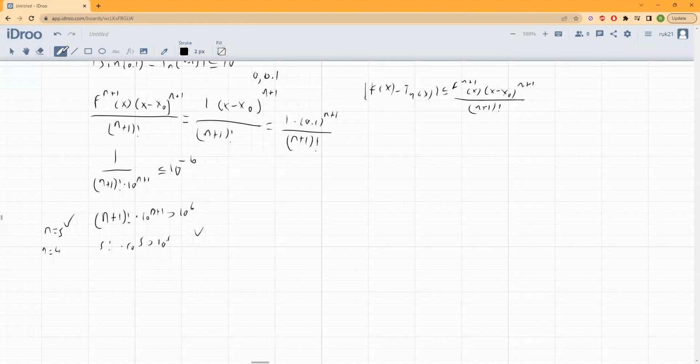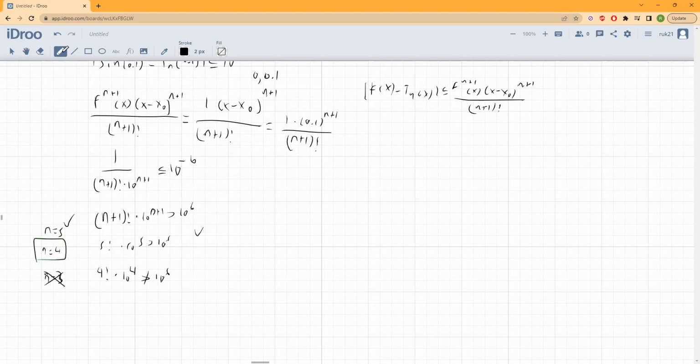But then if you try plugging in 3, you'll see that n equals 3 doesn't work. My 3's and 5's are horrible, guys. I'm sorry. So n equals 3 doesn't work. And why? 4 factorial times 10 to the power of 3, or 10 to the power of 4, I meant to say. That is not going to be bigger than 10 to the power of 6, because 4 factorial is 24, and 24 times 10 to the power of 4 is not going to be bigger than 10 to the power of 6. So then, in the end, we get n is equal to 4.